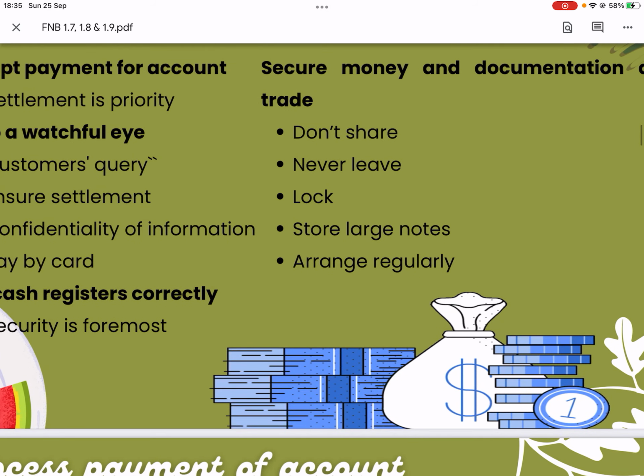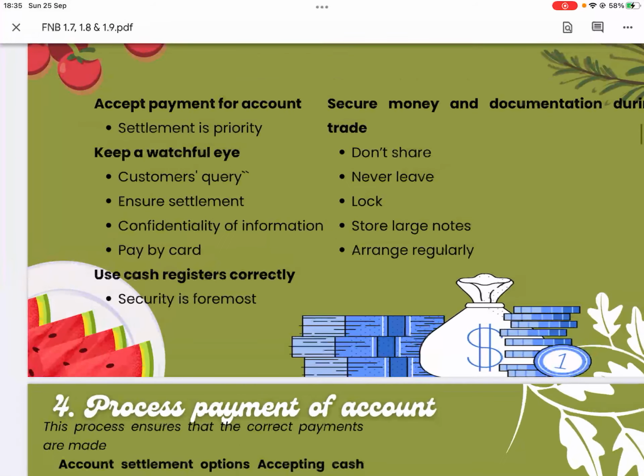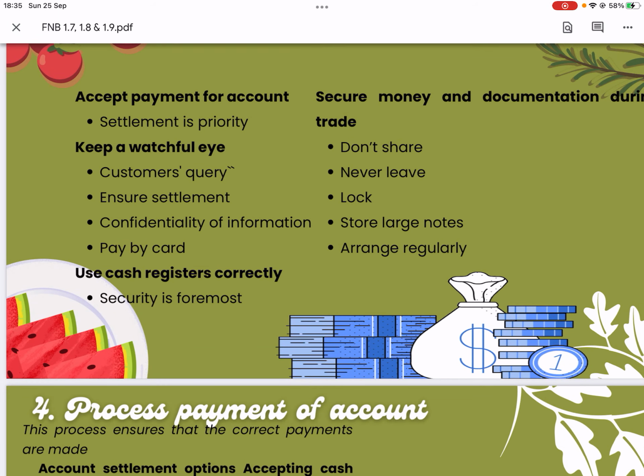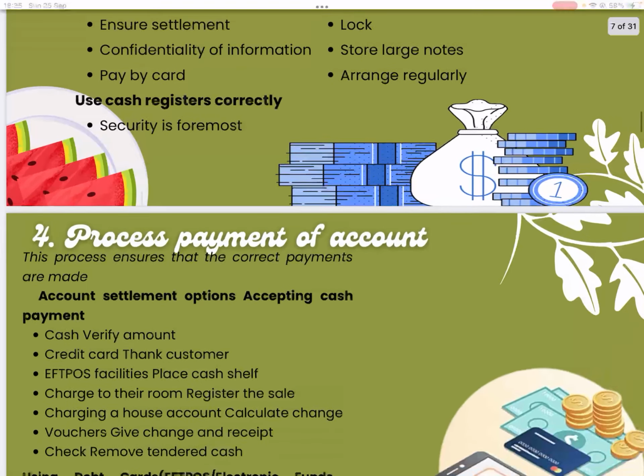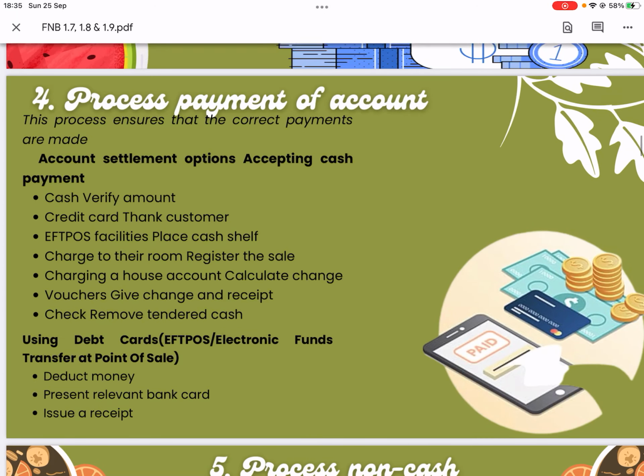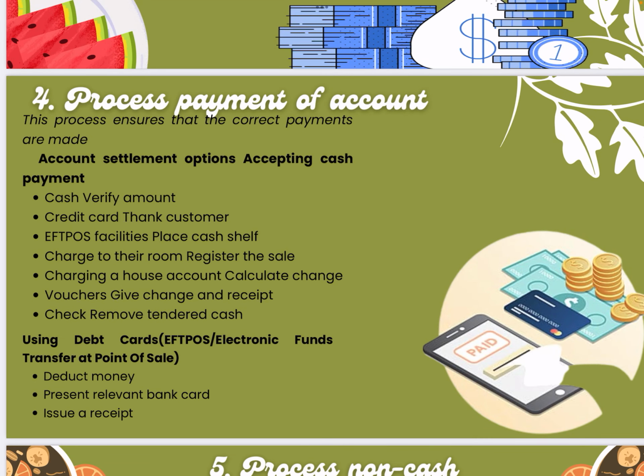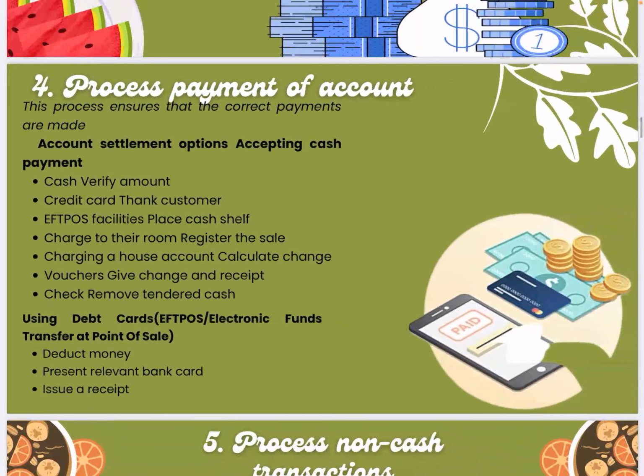Lock. Next we have store large notes. Lock the money. Store large notes. These are the money that you're putting into the cash container, and arrange it regularly. That is if you are assigned in that particular cashier area. Number 4, process of payment of account. This process ensures that the correct payments are made. So once again, this is some information I have mentioned earlier.